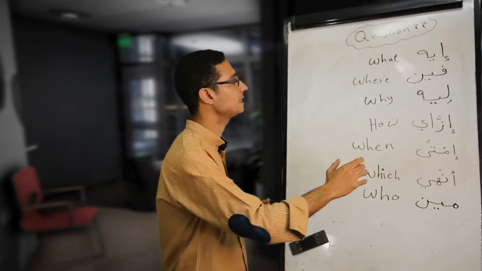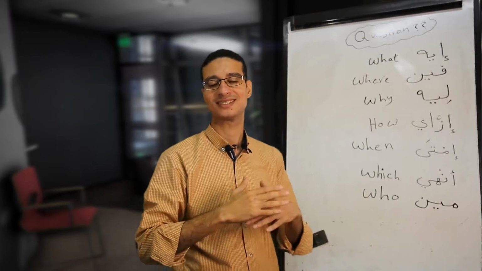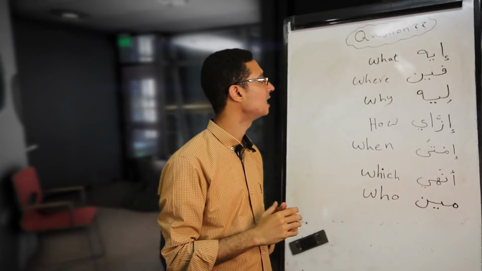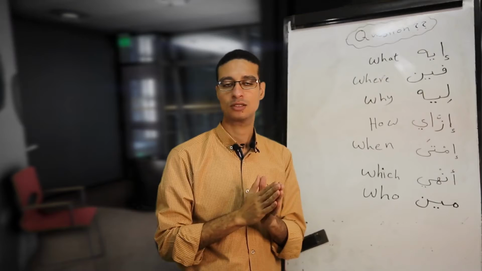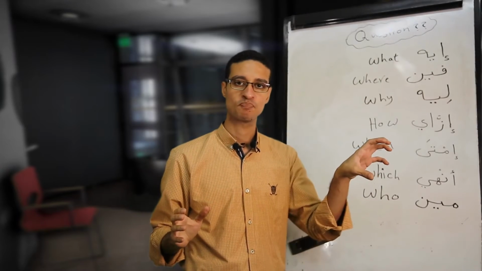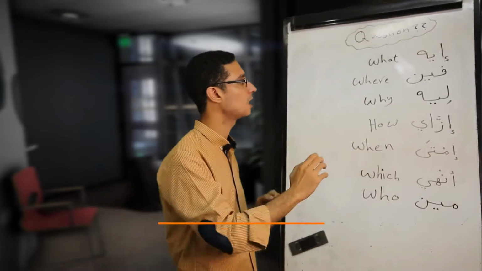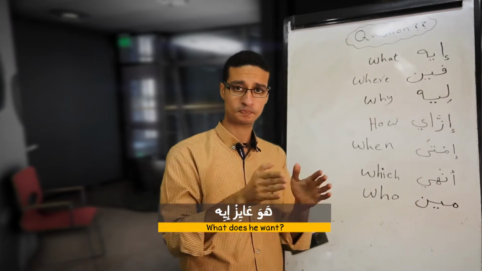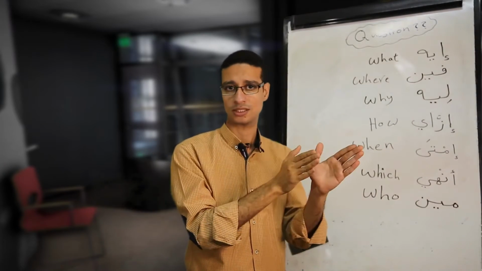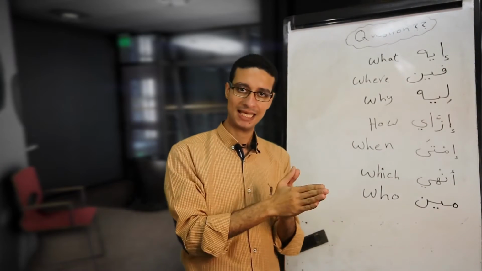The first one is إيه. إيه means what, and of course it's the most used one. By the way, the question word in the Egyptian dialect most of the time comes at the end of the sentence, at the end of the question, not in the beginning. So for example, هو عايز إيه? He wants what? What does he want?